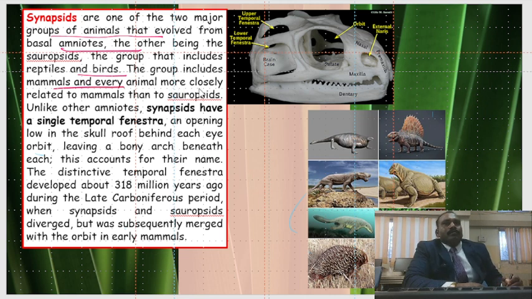Every animal more closely related to the mammals than to the sauropsids is a synapsid. Unlike the other amniotes, synapsids have a single temporal fenestra, or opening.